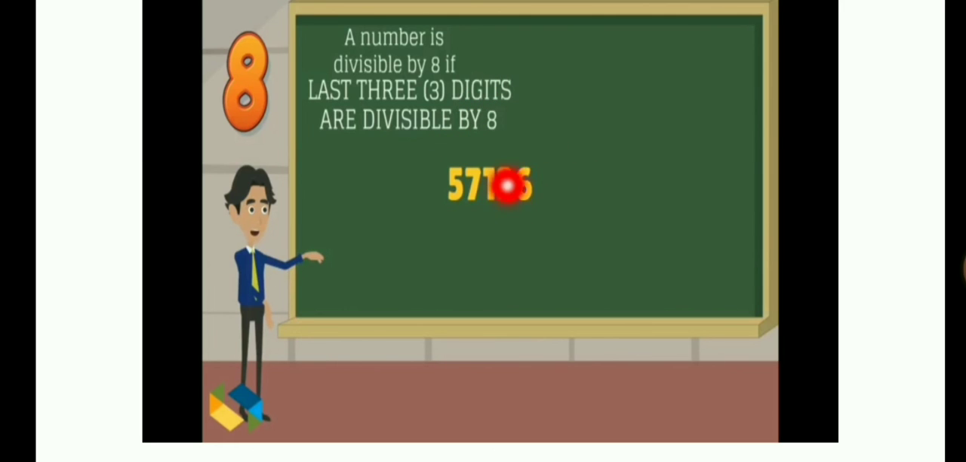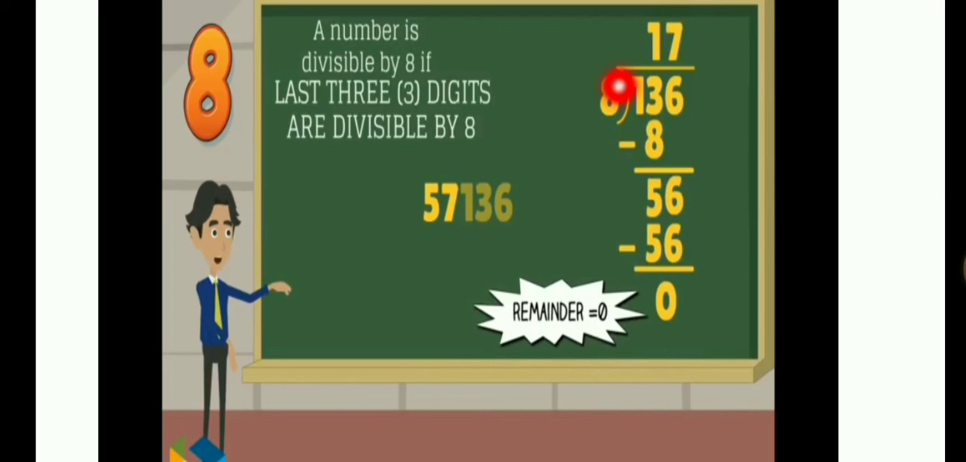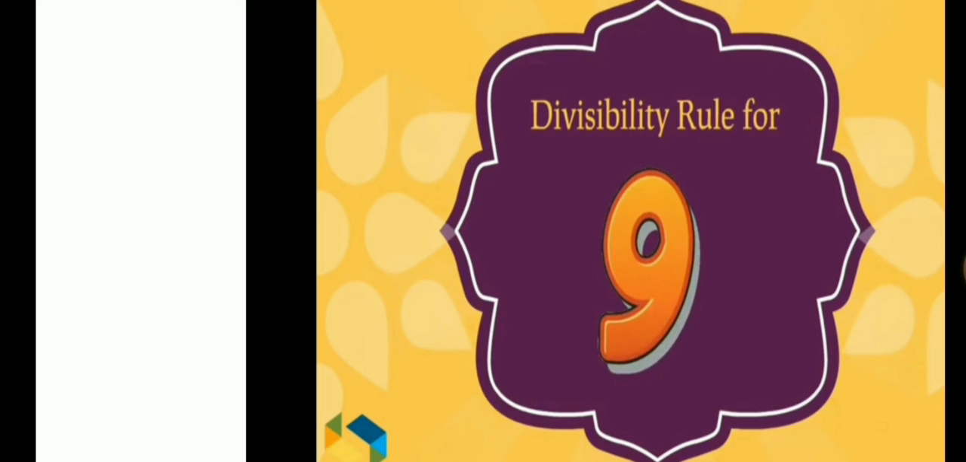So what are the last 3 digits? Yes, it is 136. So now we are going to check using long division. If we divide 136 by 8, the remainder is 0. So the number is divisible by 8. So here 57,136 is also divisible by 8. If you write 57,136 here, it will take a long time to do the calculation. That's why we are using the divisibility rule.